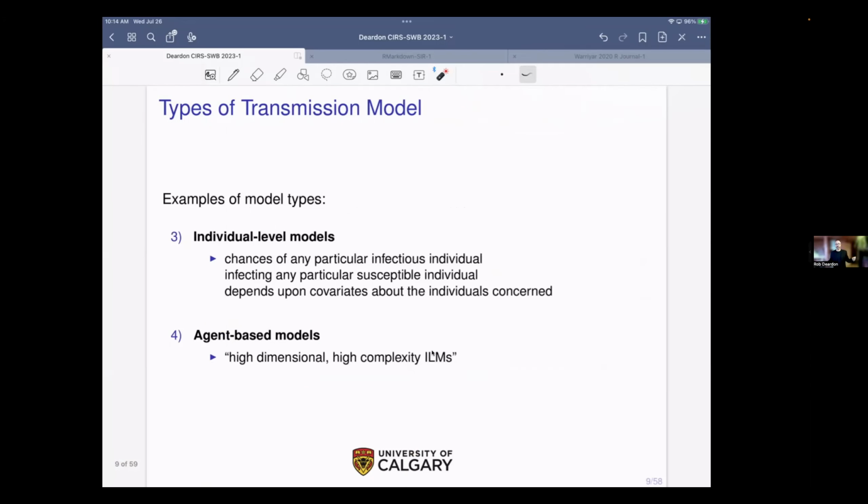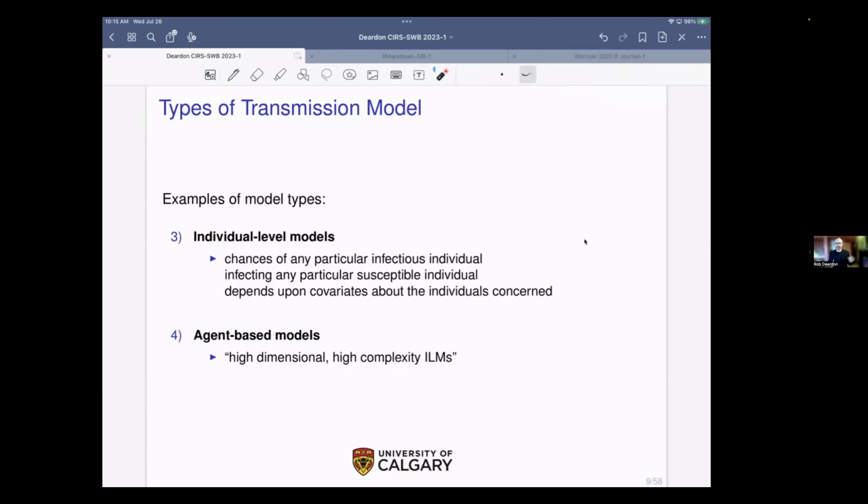If you take that a bit further, you get to the other topic that I'm going to try and address today, which is what I call individual level models. Sometimes individual based models is what they're known as. And in these models, it's more complex. The chances of any particular infectious individual infecting any other particular susceptible individual are going to depend upon covariates about the individuals concerned. So they may be things like age, they may be things like gender, they may be things like your spatial proximity to an infectious individual.